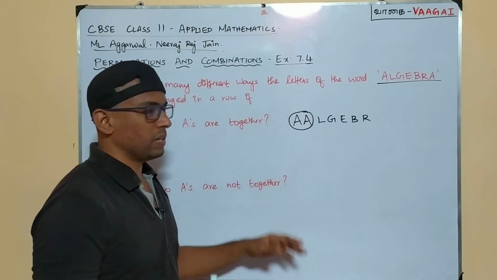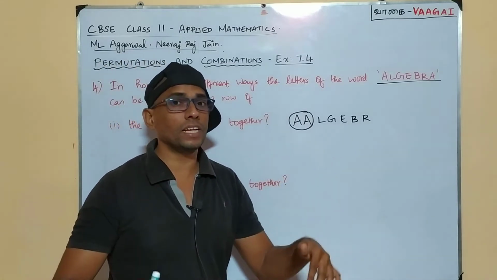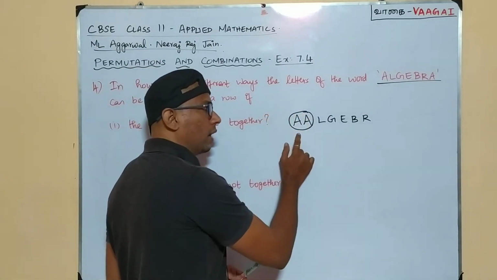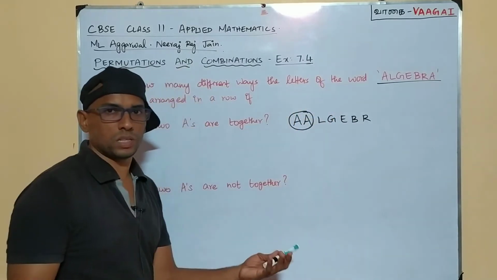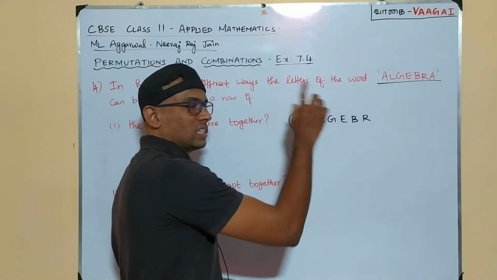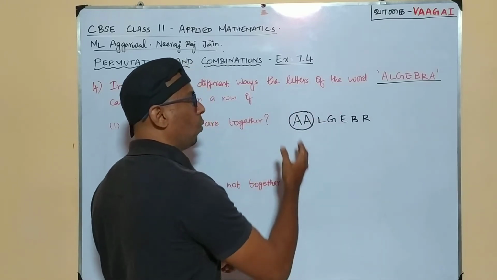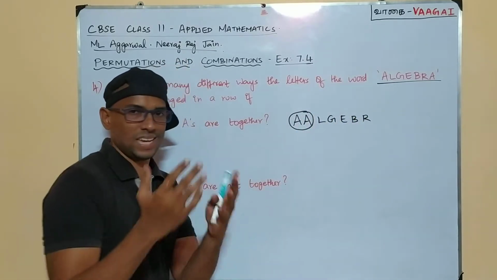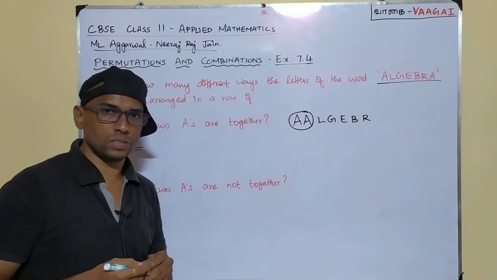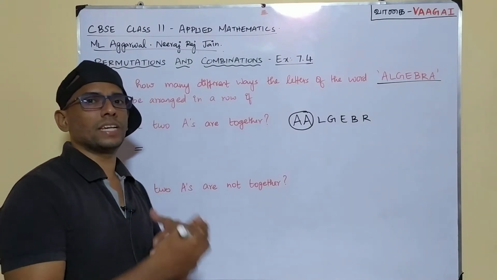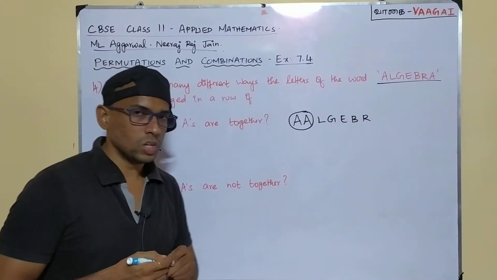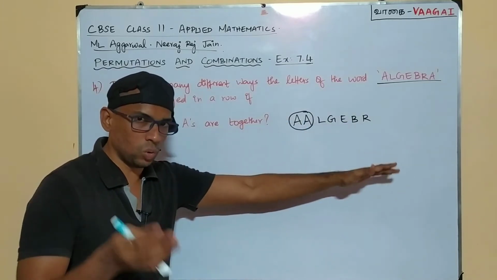So our task is to arrange how many objects? Just remember: 1, 2, 3, 4, 5, 6. There are 6 objects here, because these are all distinct objects, and these 2 A's are now one single object. So in how many possible ways can we arrange these 6 objects? We can arrange these 6 objects in 6 factorial ways.